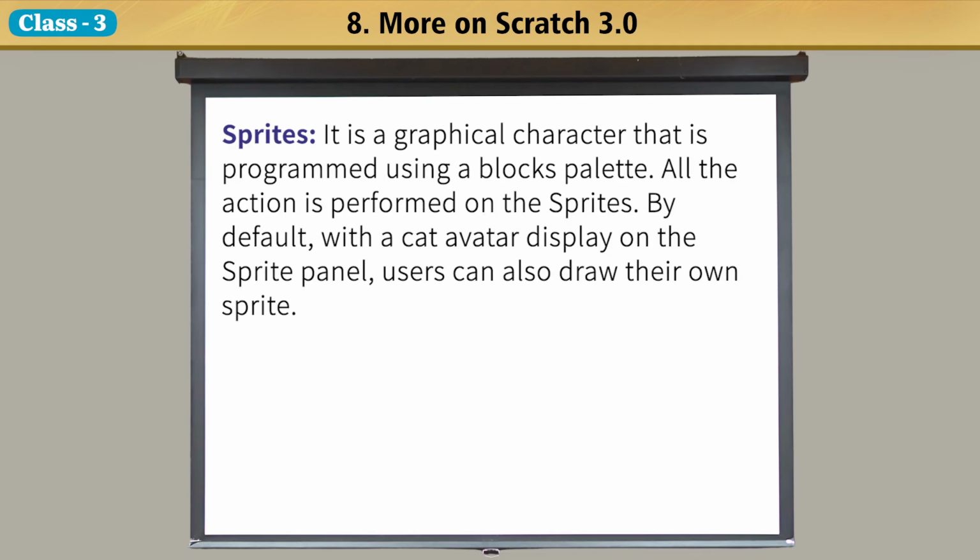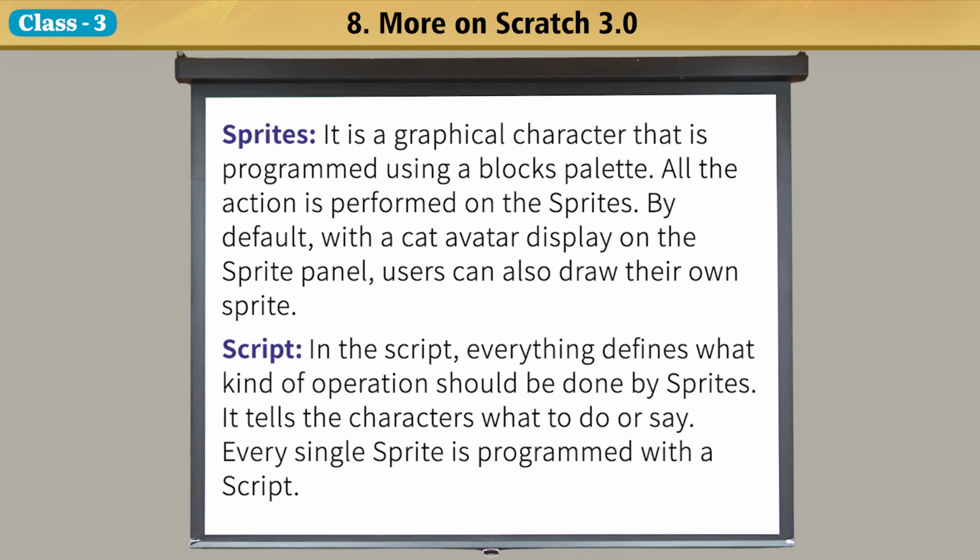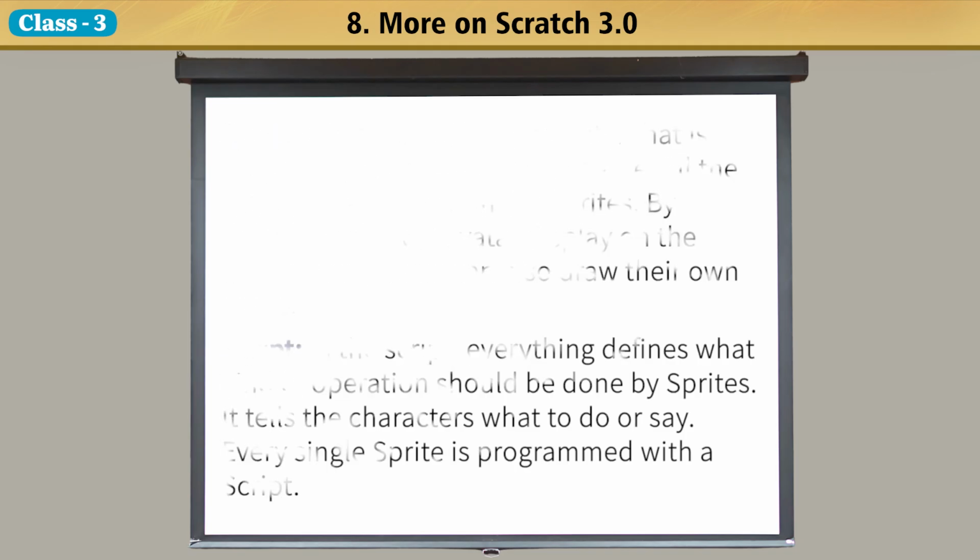Sprites. It is a graphical character that is programmed using a blocks palette. All the action is performed on the sprites. By default, the cat avatar is displayed on the sprite panel, and users can also draw their own sprite. Script. In the script, everything defines what kind of operation should be done by sprites. It tells the characters what to do or say. Every single sprite is programmed with a script.